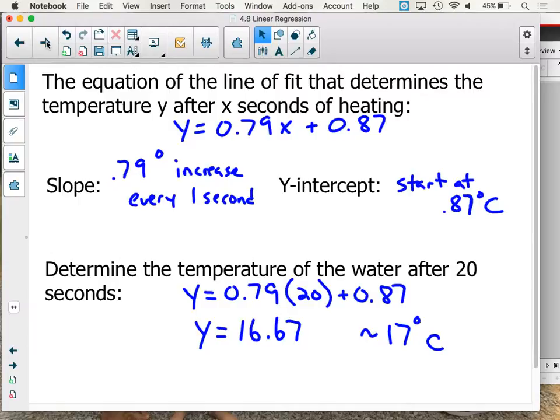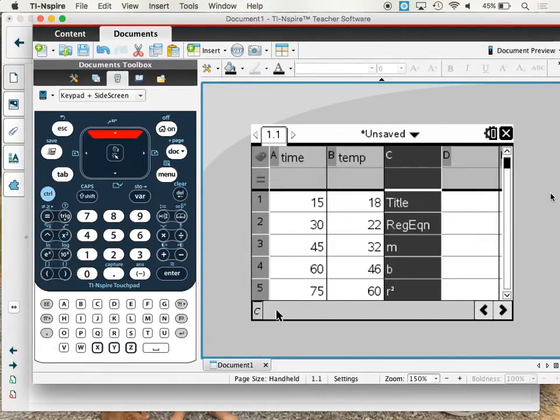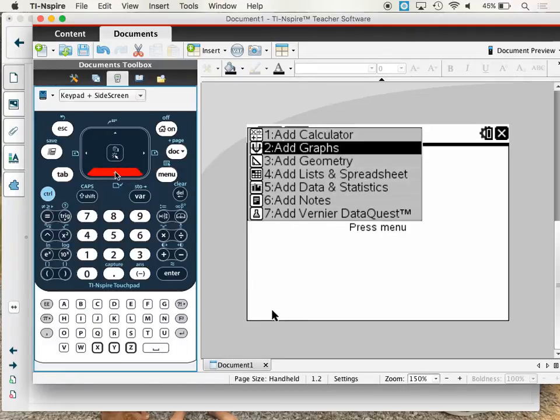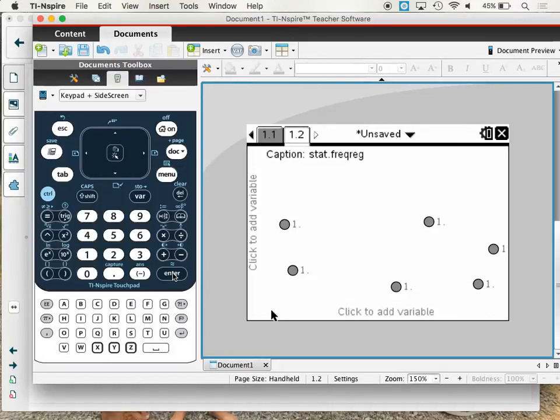Now, there's something else we can do in the calculator as well that I want to show you. So I'm going to go back to my calculator. After you enter in your 2 lists of data, you do not necessarily need to do the menu 413. What you can do instead is you can add a page. So I'm going to go Control I and add a page. And the page I'm going to add is a data and statistic page. And what this is going to do is it's going to make my scatter plot.